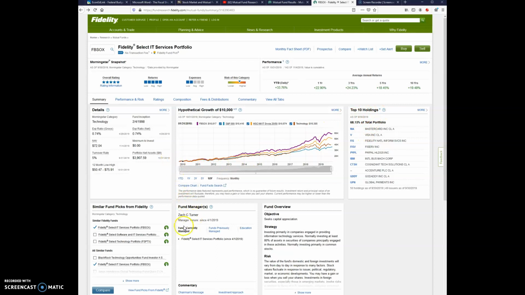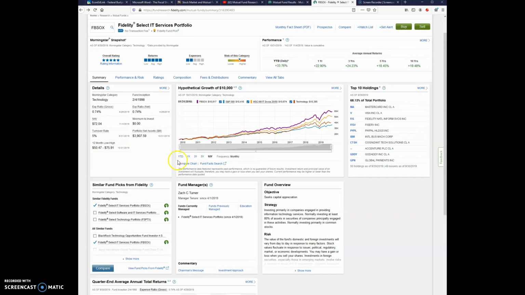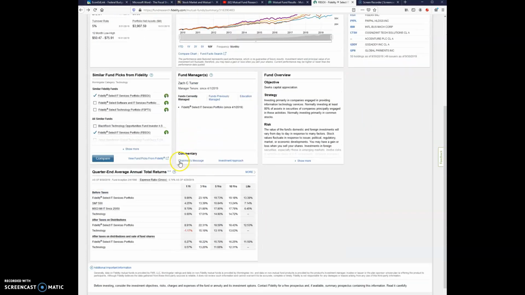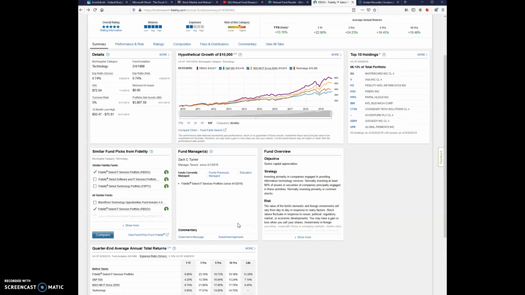So it tells you who the fund managers are. That doesn't mean anything to me. You could compare to similar Fidelity funds or similar funds by other companies. So here's BlackRock, before deciding to make a decision. Here's how it has performed over the life of the fund, over the last 10 years, and so forth.